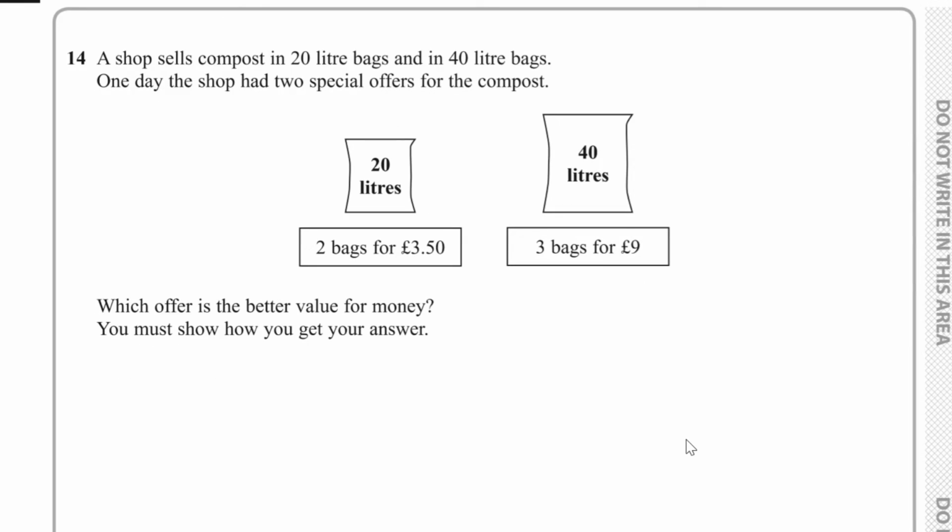Now for question 14, a shop sells compost in 20 litre bags and in 40 litre bags. One day the shop has had 2 special offers for the compost, as we see here. For the 20 litre bag, 2 bags are for £3.50. And for this bag, which has 40 litres, 3 bags cost £9. Which offer is the better value for money? You must show how you get your answer.